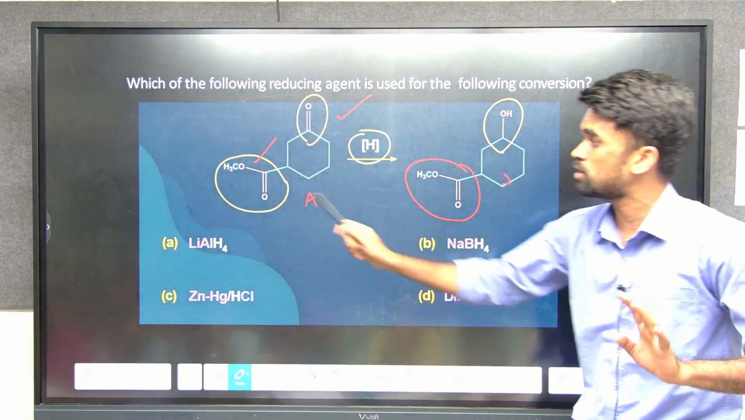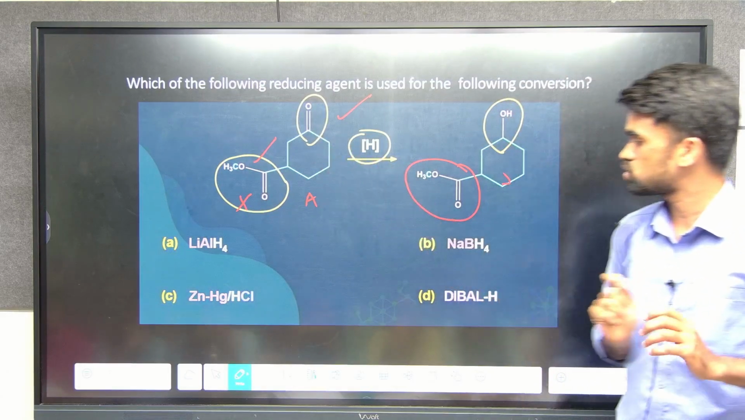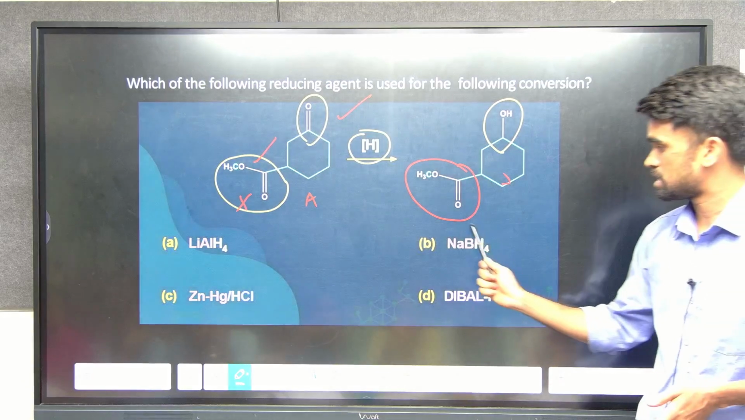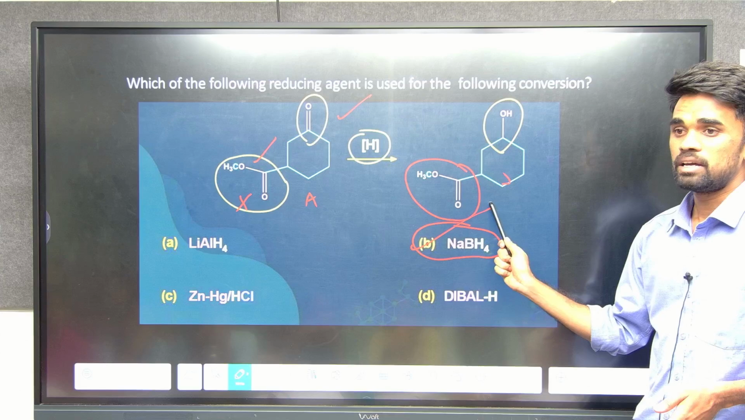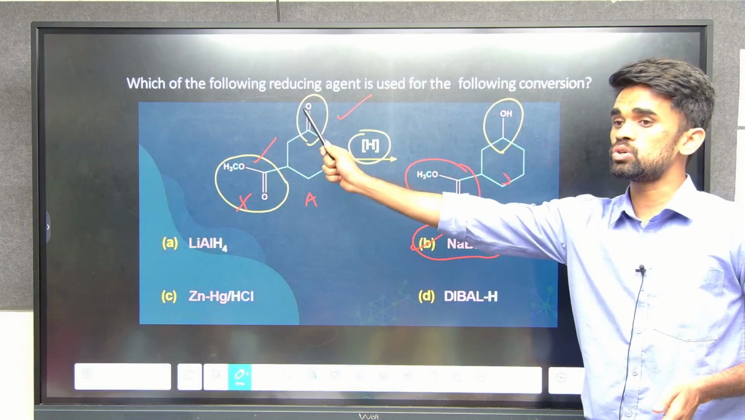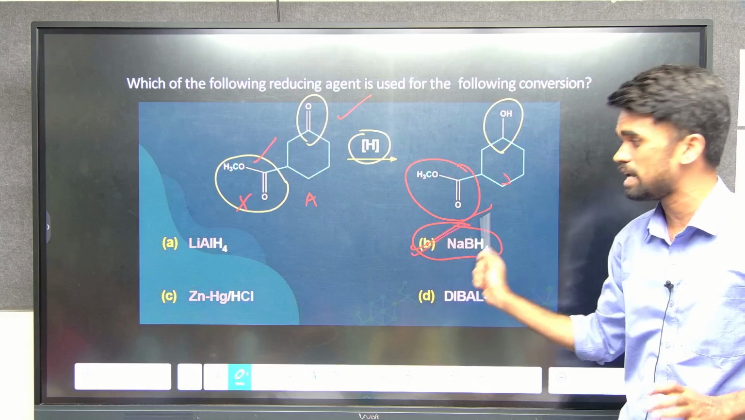But I don't want to disturb this. I want change only here. So what is a suitable reagent I can use? Yes, sodium borohydride. This selectively reduces ketones to alcohols but not esters. So the best answer is NaBH4.